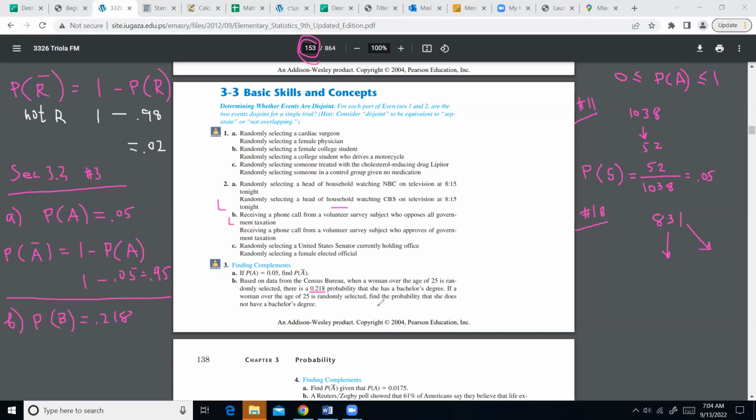So the question is, what's the probability that she does not have bachelor's degree? So not B, right? Or B complement, B with that bar above. And analogously, we just subtract from 1 probability of B, which is 0.218. And whatever comes out will be our answer. Looks like it's 0.782, and that's the result.